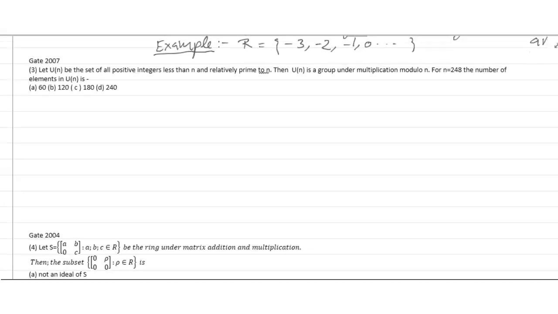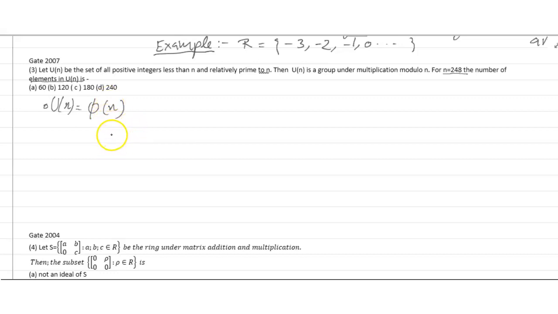Now next, friends, the next problem: Let U_n be the set of all positive integers less than n and relatively prime to n. Then U_n is a group under multiplication modulo n. For n = 248, find the number of elements in U_n. So friends, you need to learn the Euler totient function. The order of U_n equals φ(n). Must remember, friends, the order of U_n equals φ(n).